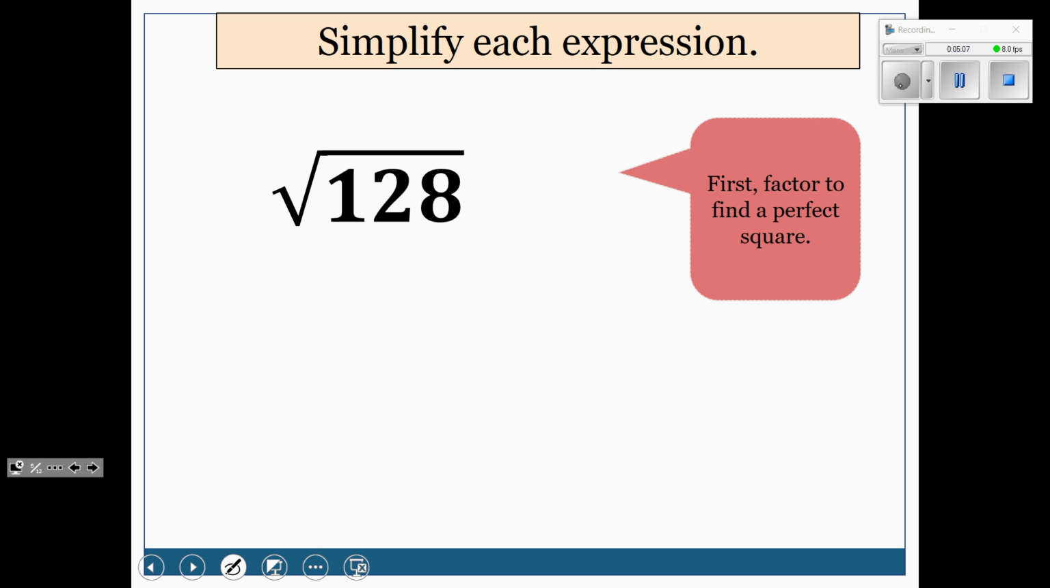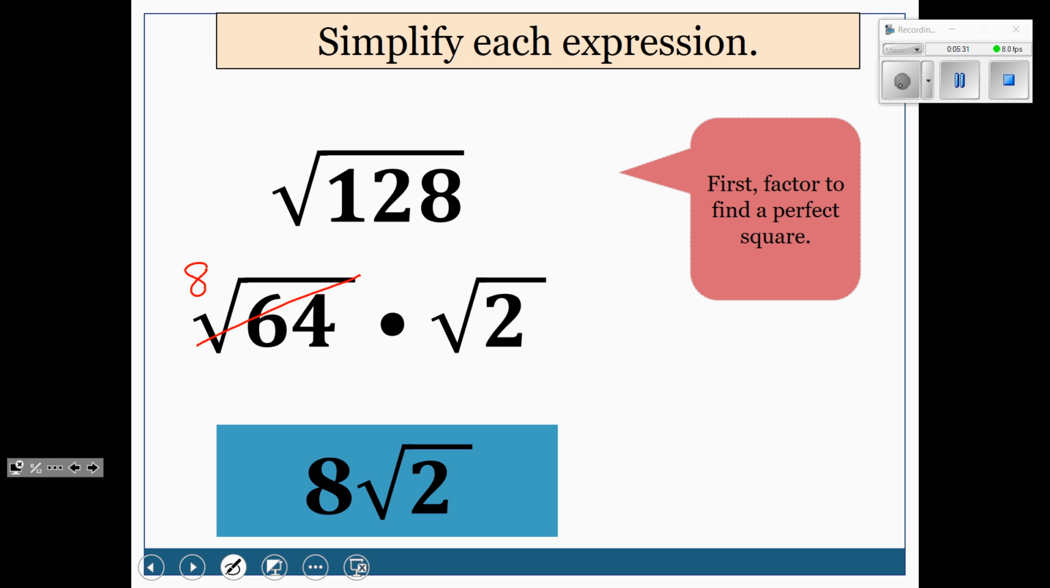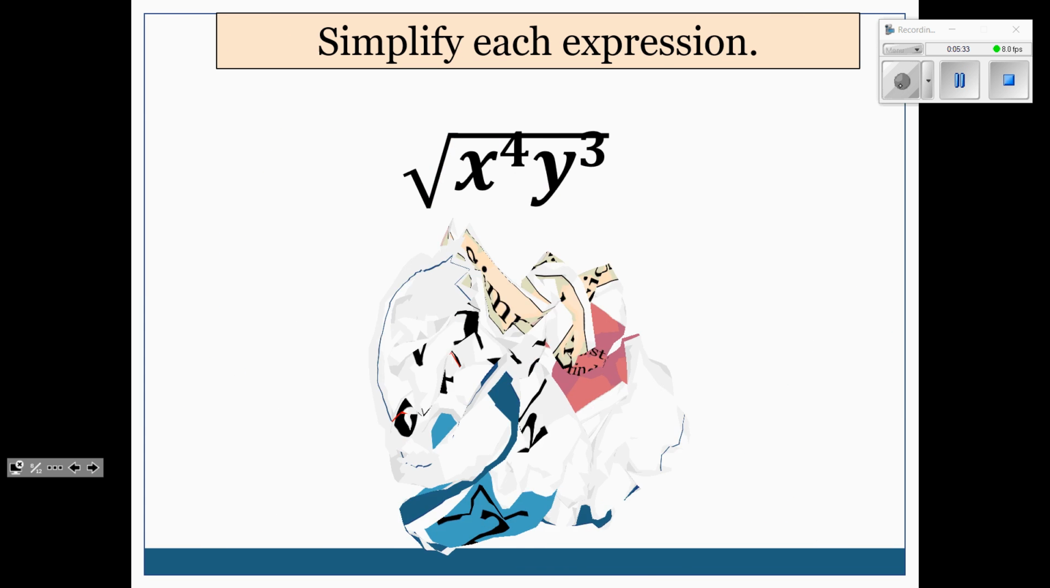128 is not a perfect square, but I do know that the factor pairs 2 times 64 is equal to 128, and 64 is the highest perfect square that I can get. I can take the square root of 64, which is 8, so I have 8 times the square root of 2 left over. And we're just going to leave the answer like that. If it's not a perfect square, we're just going to leave it under the radical sign.